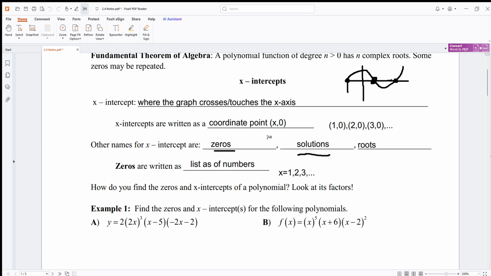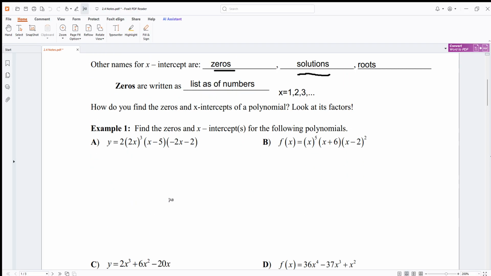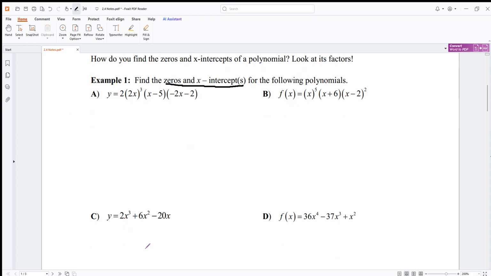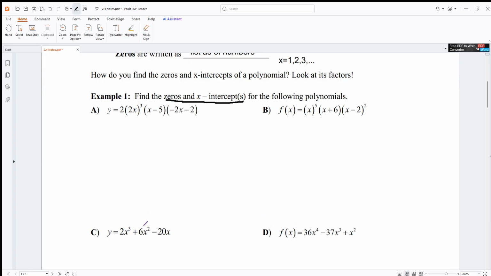Okay, so we're going to talk a lot about zeros and x-intercepts today. So example 1 says find the zeros and x-intercepts. AKA, it's asking you to find the exact same thing, just write the same thing 2 different ways. That is what this is asking. Now, we have 4 examples here. I'll do the first 2 a little quickly, and then we'll do one at the last as well.